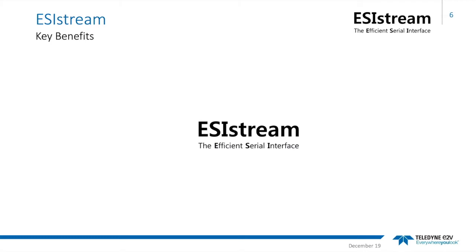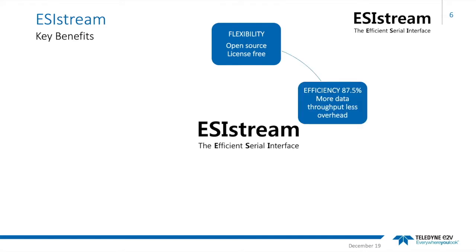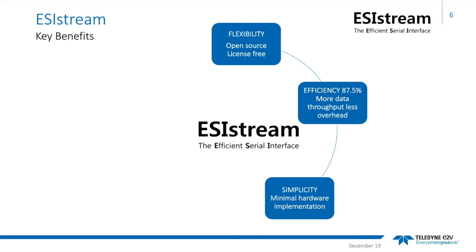So what about those advantages? Firstly, there's flexibility. This is an open source, license-free protocol. We provide full documentation, and users are welcome to modify the design files to include any technical enhancements that they specifically require. ESIstream uses an efficient coding scheme, achieving 87.5% efficiency, meaning more data throughput and less overheads. ESIstream remains relatively uncomplicated in digital design terms, meaning that it typically requires less hardware resources in terms of lookup tables than equivalent JEDEC implementations. That translates into reduced power consumption and greater economy.